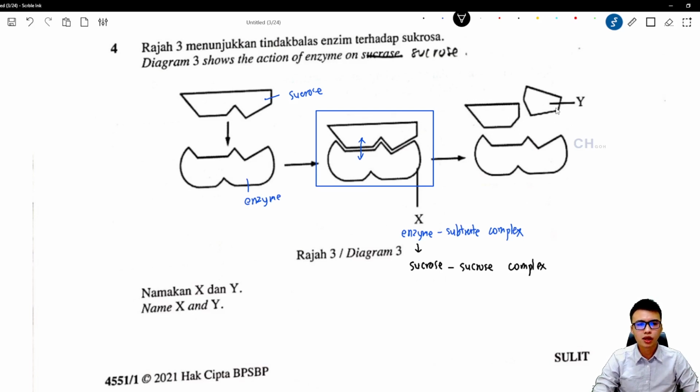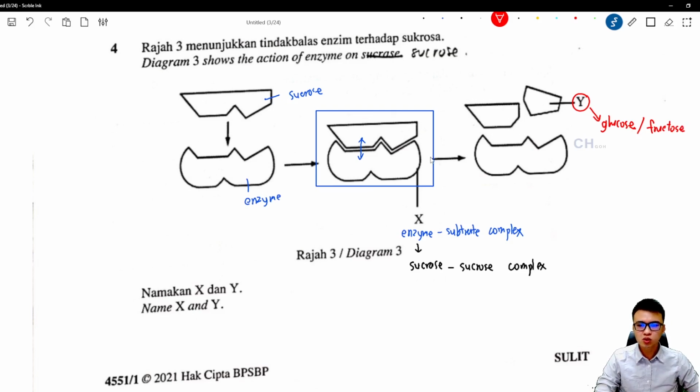Now, how about Y? Y has been broken down by the enzyme, and supposedly Y will be the glucose or fructose, because glucose and fructose will combine together to form the sucrose. So we are not sure what Y is. It's either glucose or fructose.